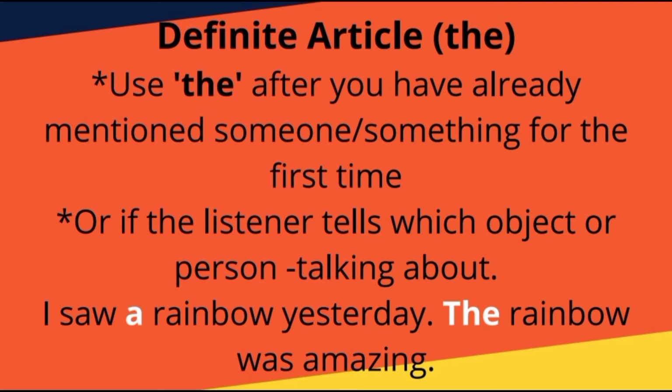Now, let's look at the definite article the. Let's look at the basic uses of this article. Use the after you have already mentioned someone or something for the first time, or if the context tells the listener which object or person you are talking about. For example, I saw a rainbow yesterday. The rainbow was amazing. For the first time, you use a rainbow. For the second time, we already know which rainbow we are talking about.